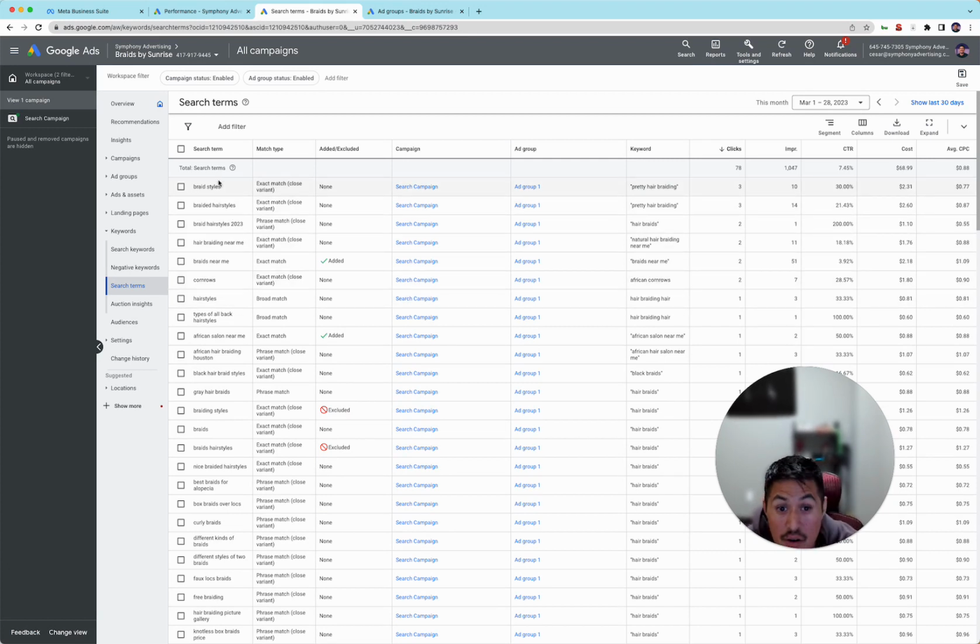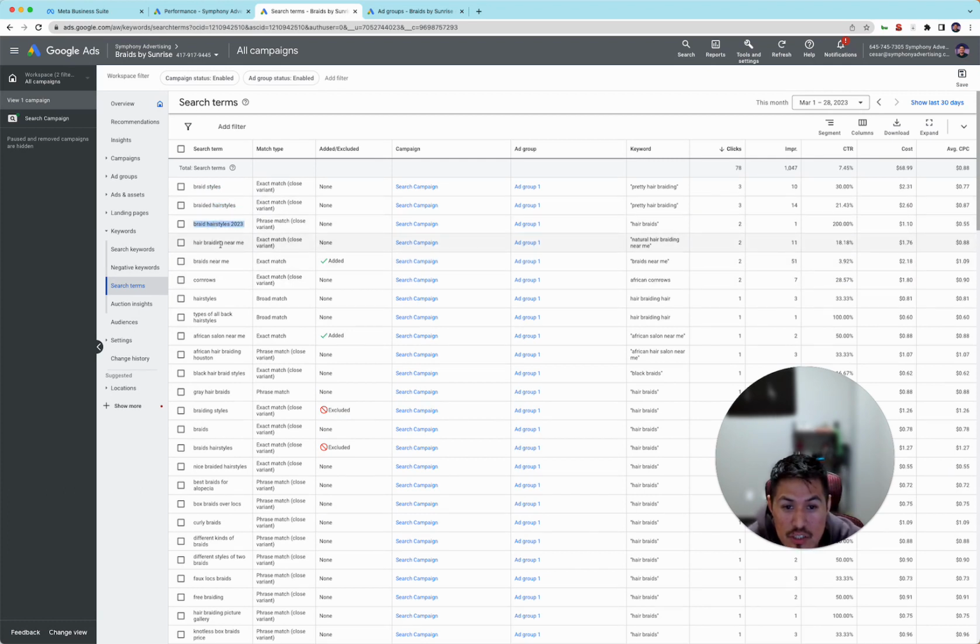And so here they are: braid style. So this person wants the service, but they're very high in the funnel, as it's called. They are still in the awareness phase. They're still trying to learn. So it's not necessarily bad that we're coming up for this, but it could be the case that they're never going to want to get a service, right? Braided hairstyles. So this is, again, still high in the awareness.